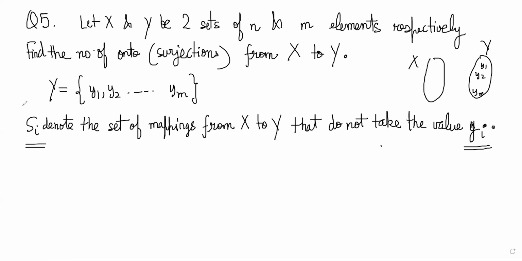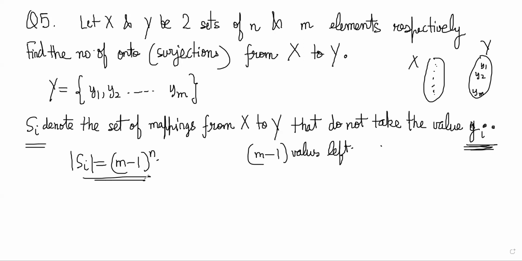So how many such functions are possible? Think about the total number of functions that are possible here. If yi is not taken, you have m minus 1 values left. If m minus 1 values are left, and here there are n inputs, each input can take any of these values. So the number of functions available will be, mod of S of i would be, m minus 1 power n, right? Correct.